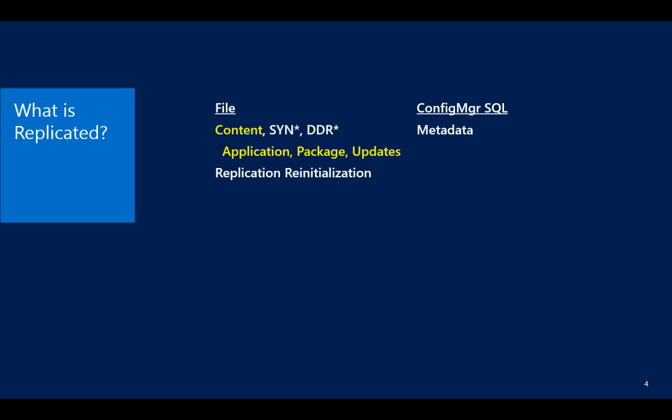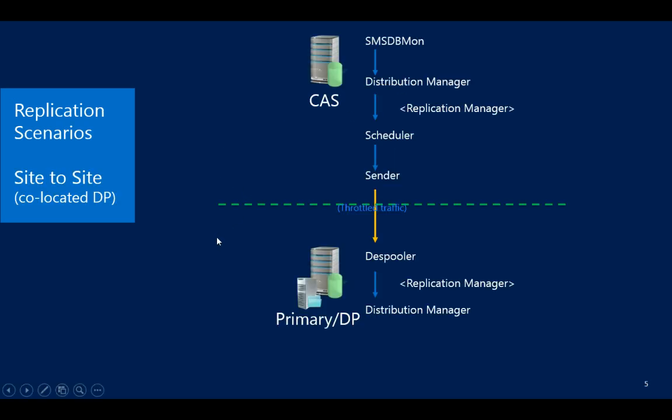So historically, site control file data, status data, collection updates, everything went through the file-based mechanism. Not today. All of that, the metadata, goes through Config Manager SQL replication, which we'll cover in part 3. So to kind of illustrate this, I really want to walk through 3 scenarios. This first scenario is one that you could really consider to be classic site-to-site file-based replication, right? And then the other 2 scenarios will build on top of this. So what I have here is a CAS and a child primary site that also happens to be a distribution point.